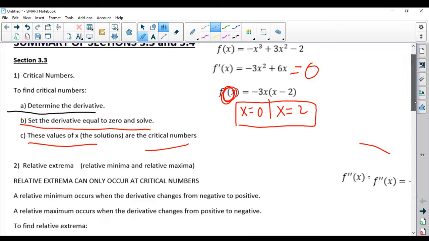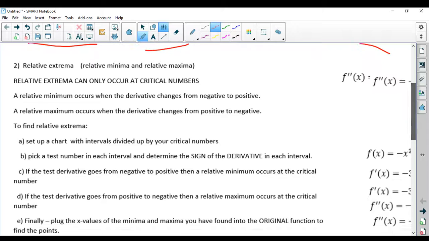Then the next section is relative extrema. Now, relative extrema can only occur at critical numbers. So this really hinges on the fact that you have to be able to find critical numbers, which we just did. A relative minimum occurs when the derivative changes from negative to positive, and maximum vice versa. So to find the relative extrema, we're going to set up a chart with intervals divided by the critical numbers.